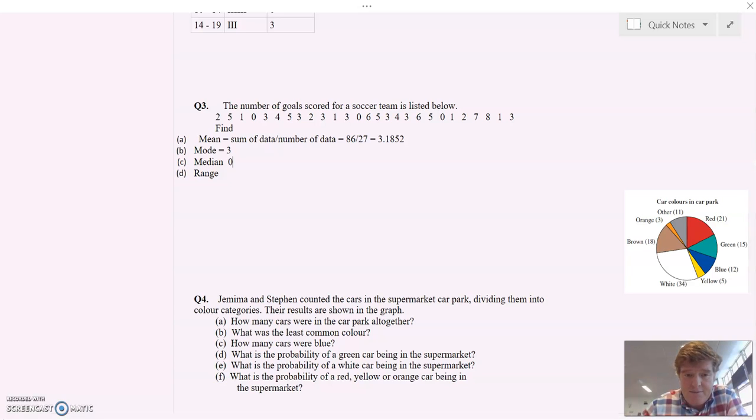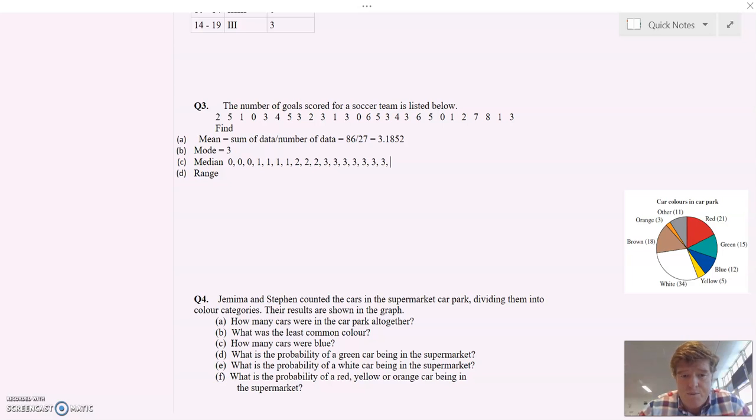So let's go 0, 0, 0. Now we're going through, get the ones. There's 1, 2, 3, 4 ones. So look at the 2s. 1, 2, 3 2s. 2, 2, 2. We said there were 7 3s, so I'll trust myself there. 3, 3, 3, 3, 3, 3.